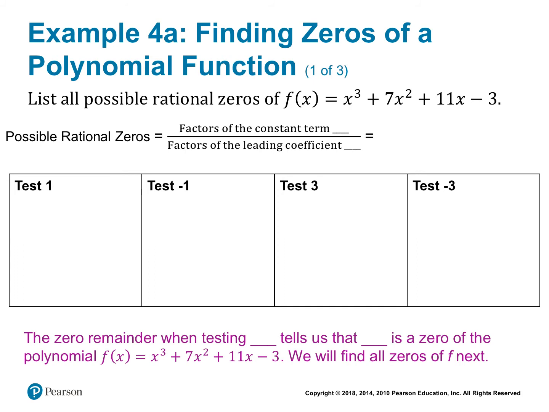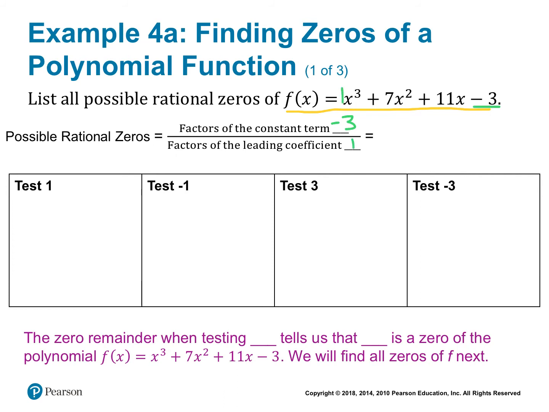So we're going to skip to example 4. So the last ones we were just looking at all the possible zeros. Now we're going to find the actual zeros. Which x's are going to make this equal to 0. So it's going to be 3 different slides for this one. Factors of the constant term, our constant term is the -3. And then the leading coefficient is a 1.